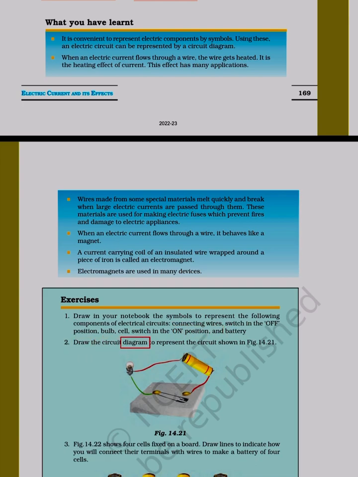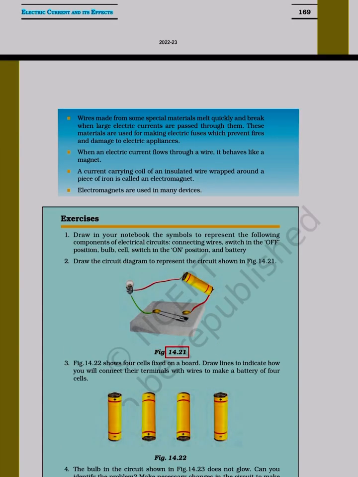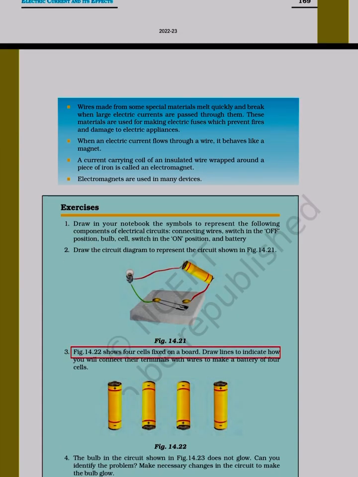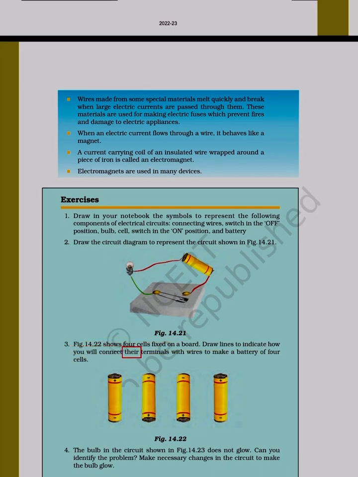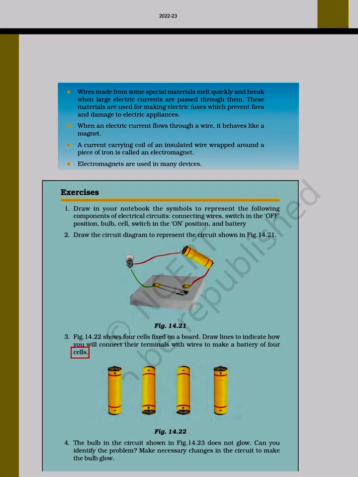2. Draw the circuit diagram to represent the circuit shown in Figure 14.21. 3. Figure 14.22 shows 4 cells fixed in a board. Draw lines to indicate how you will connect their terminals with wires to make a battery of 4 cells.